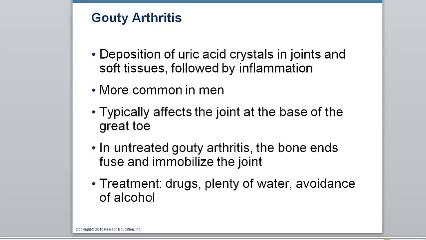The next type of arthritis is gouty arthritis, usually found in men, and this is due to uric acid crystals. The body is not able to clear the uric acid, and the uric acid is found too much in the blood and it starts depositing inside the joints. These crystals hinder the joint movement, cause inflammation in the joint, and immobilize the joints eventually. Okay, if you do not treat it, the bone ends fuse and immobilize the joint.